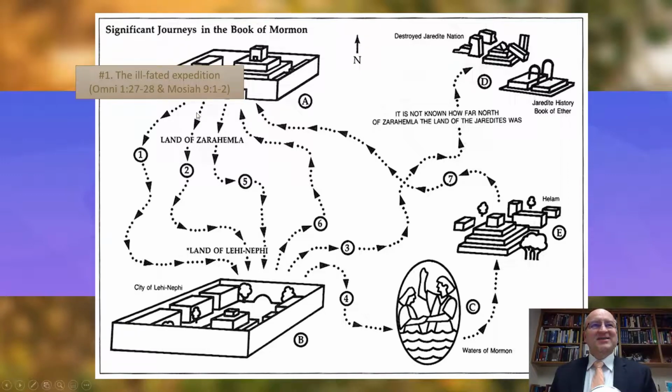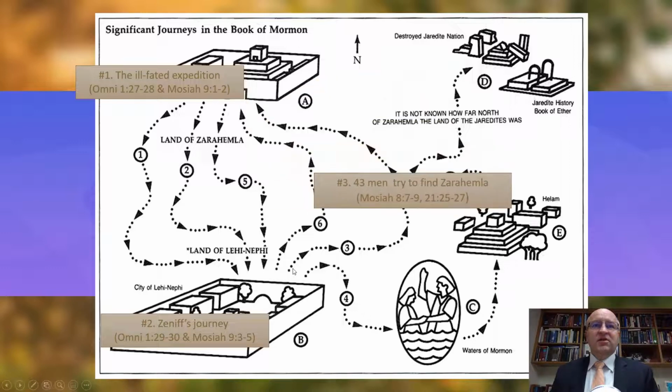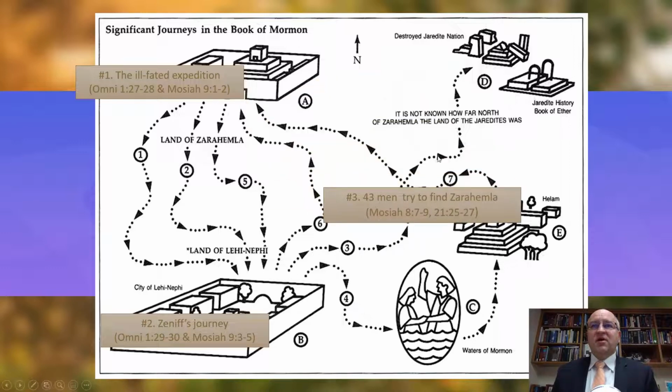The second one, Zeniff is going to come down, and he's going to make his way down to the land of Lehi-Nephi. Now, number three is part of these people of Zeniff who get a little curious, and 43 of them go up and they try and find the city of Zarahemla. They come up, find some ruins. They think it's destroyed. Not very happy. They do take a bunch of plates back to them that we'll come and talk about a little bit later.